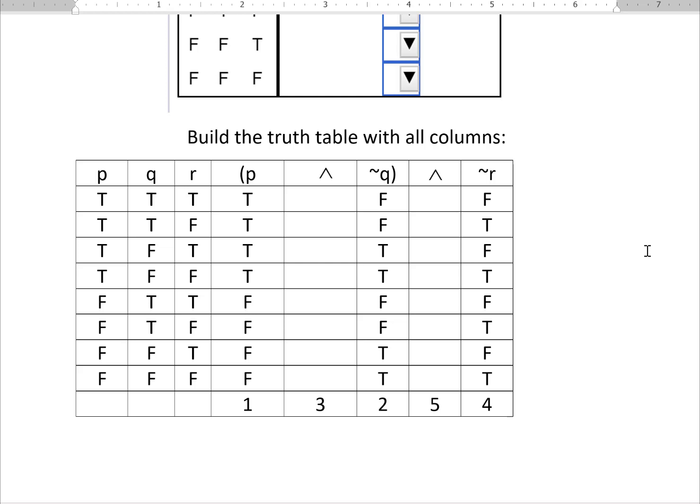First, I brought the p-values over in column 1, and then the negation of Q into column 2, and the connector there is an and. And again, that's going to be true when both simple statements are true. And I notice the only time that happens is in the third and the fourth case. And I like to go ahead and put those in as true, and then fill in all the others as falses.